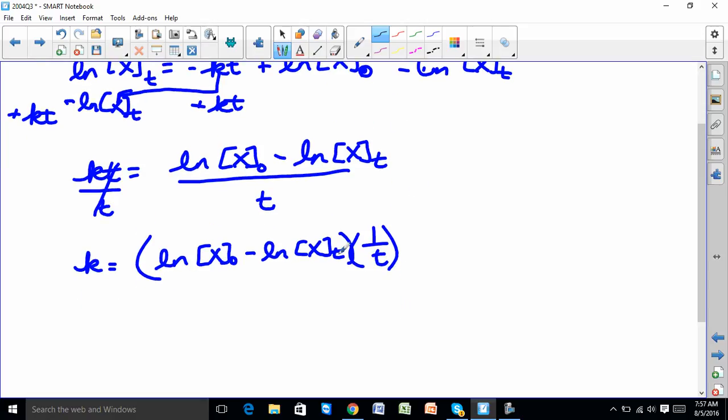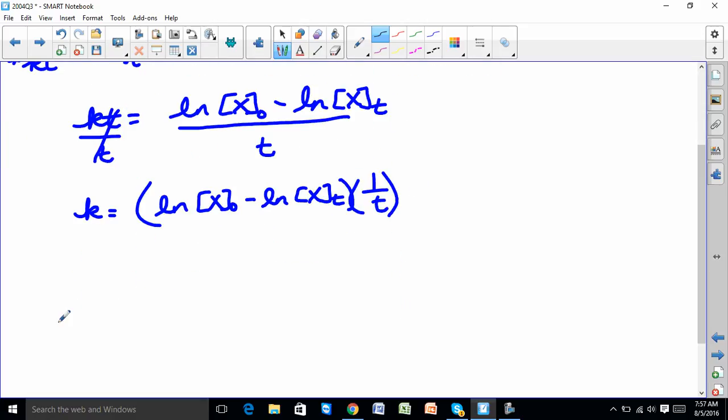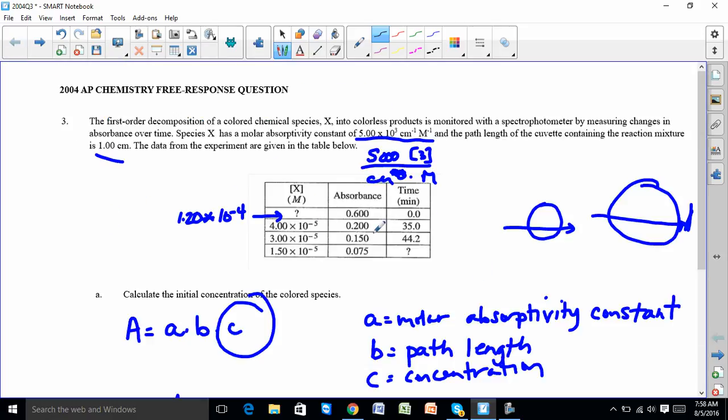And so now it's just a matter of plugging in, and I'm going to go back. You guys can still see this, but I'm going to just use these two. So this is the initial concentration of x, 1.2 times 10 to the negative 4 molar. That's the biggest number. Negative 4 is bigger than negative 5. I'm going to use 4.00 times 10 to the negative 5. And the time that has elapsed between 0 and 35 is 35 minutes.